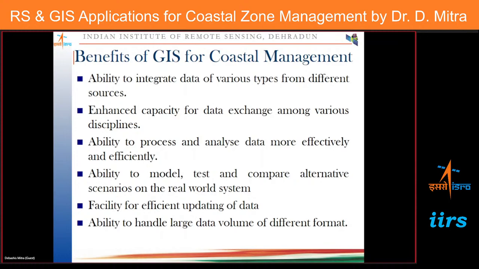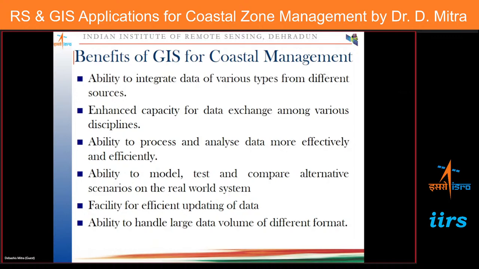So these are the benefits of GIS. It is the ability to integrate data of various types from different sources. It is an enhanced capacity for data exchange among various disciplines. It is the ability to process and analyze data more effectively and efficiently. We have already discussed that you can model, test, and compare various scenarios in a real world system. Updating of the data is possible in a GIS system, and GIS also has the ability to handle large volumes of data. You can also change the format, raster to vector, vector to raster.